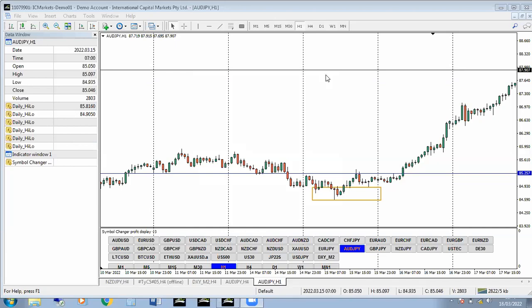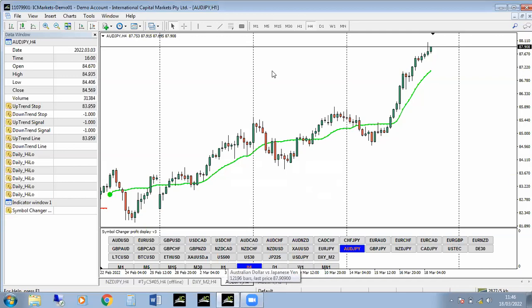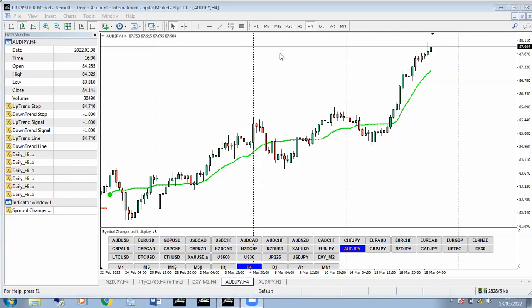I'll run through it again very, very quickly. The first thing we want to do when we want to take our trade is to ask ourselves, are we supposed to be buying or selling? So if our value line is green, then we are supposed to be buying. If our value line is red, then we are supposed to be selling.